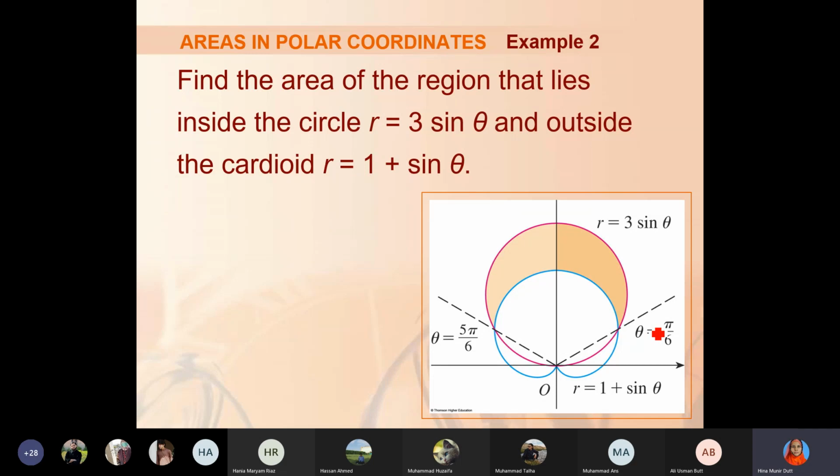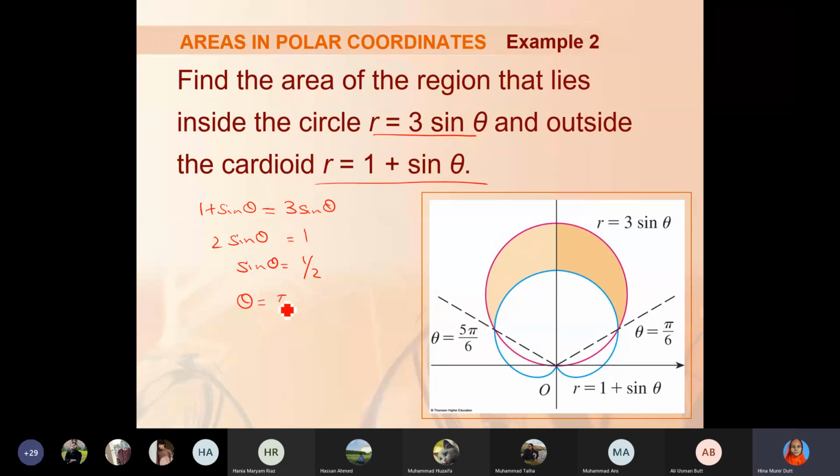Yes, how to find the point of intersection of the two curves? Ma'am, simultaneously solve. We solve these two equations simultaneously. That is, we put 1 plus sine theta equal to 3 sine theta, or 2 sine theta is equal to 1. It means sine theta is equal to 1 over 2.